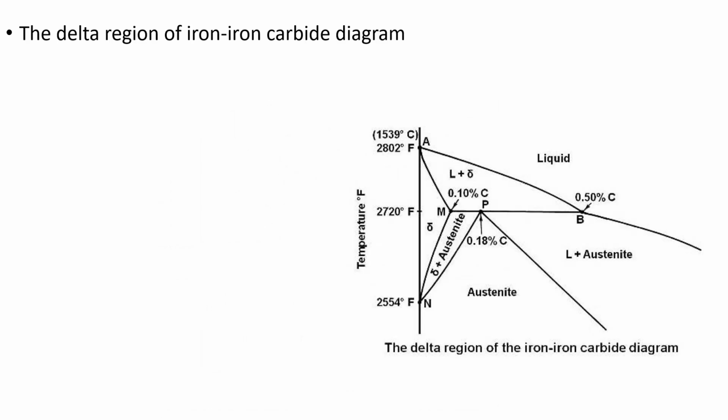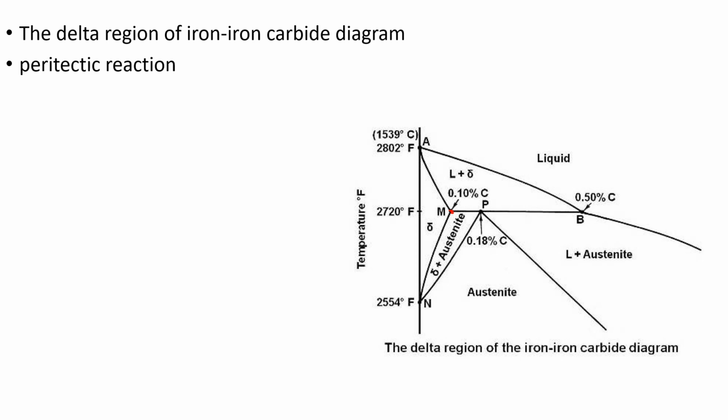This is the expanded image of the delta region of the iron carbide diagram. The horizontal line MPB represents the peritectic reaction. The point M is the peritectic point, at which the maximum solubility of carbon in BCC delta iron is 0.1%.